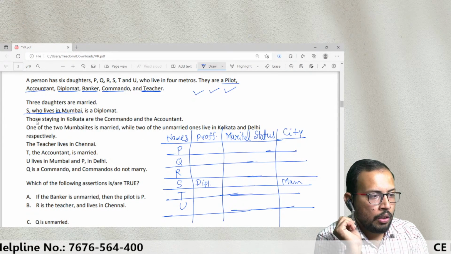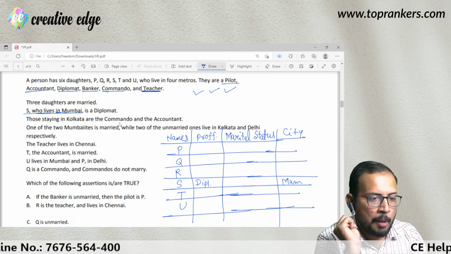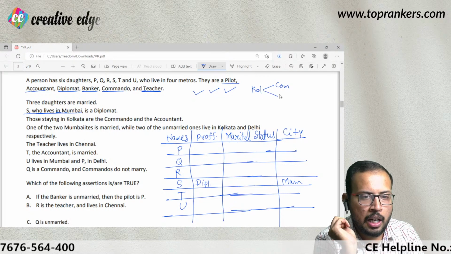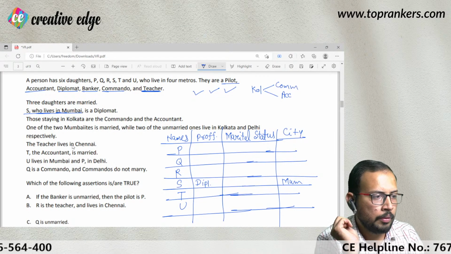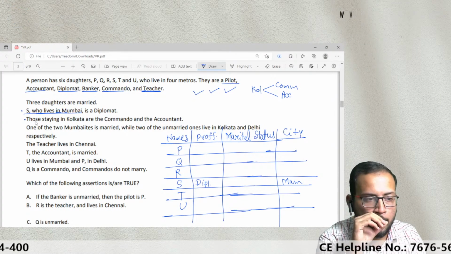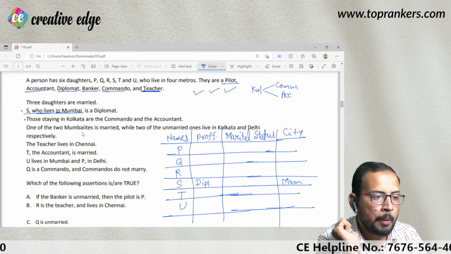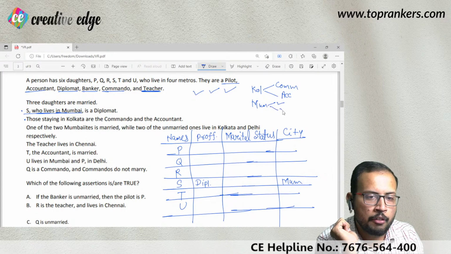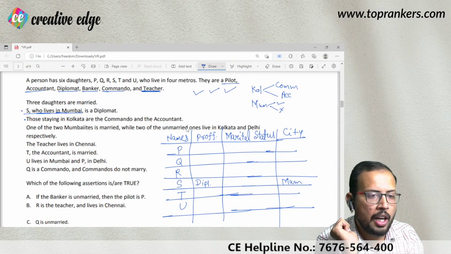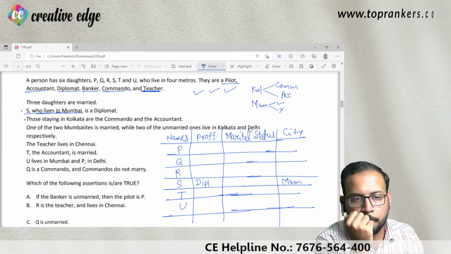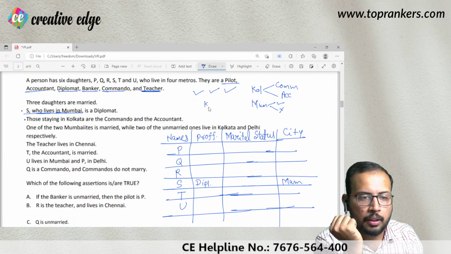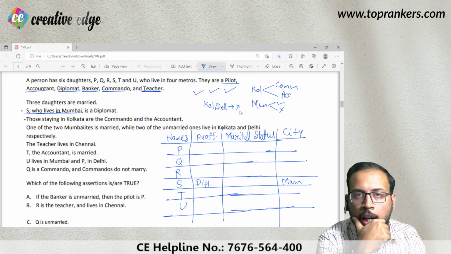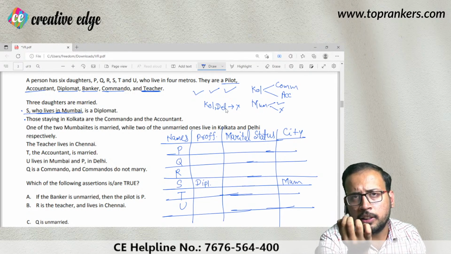Then those staying in Kolkata are commando and accountant. So whosoever is in Kolkata, they are commando and accountant. ठीक है, ये दो इंफॉर्मेशन को हमने पढ़ लिया अच्छे से. One of the two Mumbaiites is married. So whosoever is living in Mumbai, one is married, another one is not married, while two of the unmarried ones live in Kolkata and Delhi. So कोलकाता में जो भी रहता है, दिल्ली में जो भी रहता है, they are unmarried. I hope the way I am writing the information, it is understood by everyone.